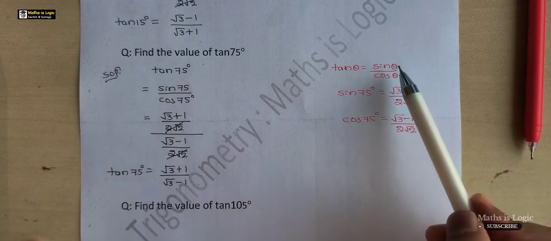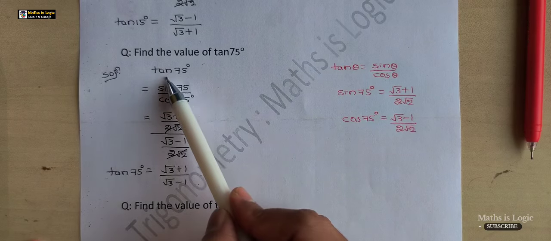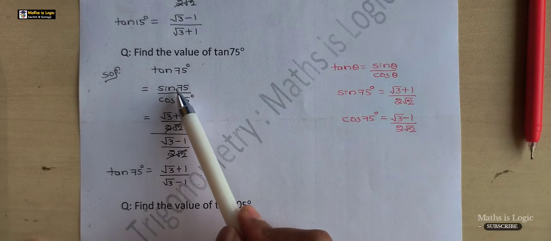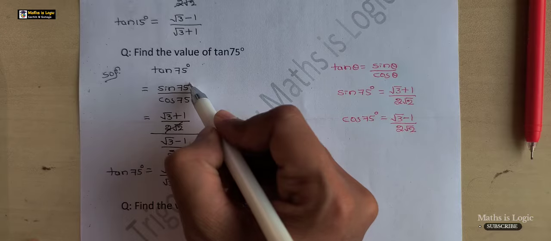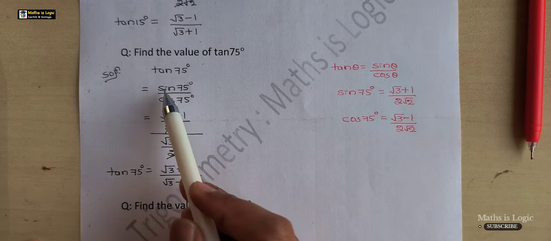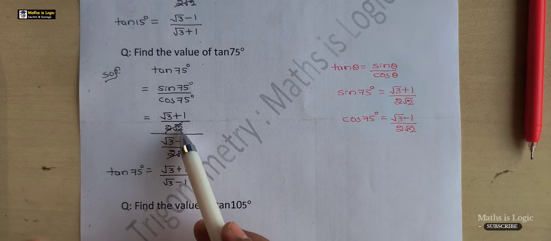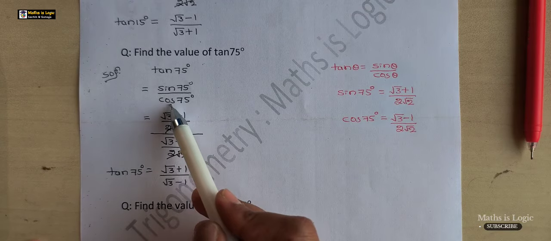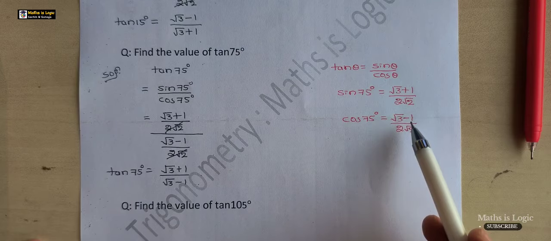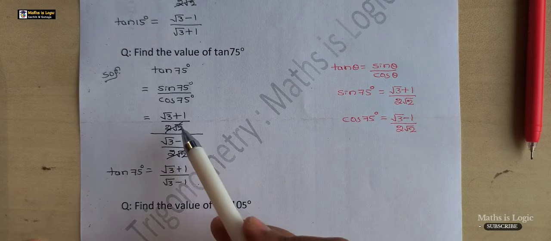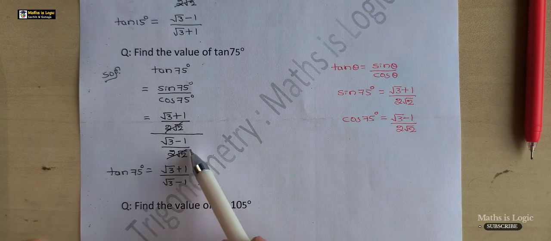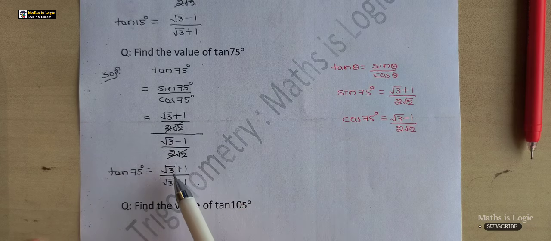So tan theta can be given by sin by cos. So tan 75 can be given by sin 75 degree divided by cos 75 degree. After that, substitute the sin 75 degree value, root 3 plus 1 divided by 2 root 2, divided by the cos 75 degree value, root 3 minus 1 divided by 2 root 2. Both the denominators are the same, so cancel 2 root 2, 2 root 2. So what is the remaining value? Root 3 plus 1 divided by root 3 minus 1. So this is the value of tan 75 degree.